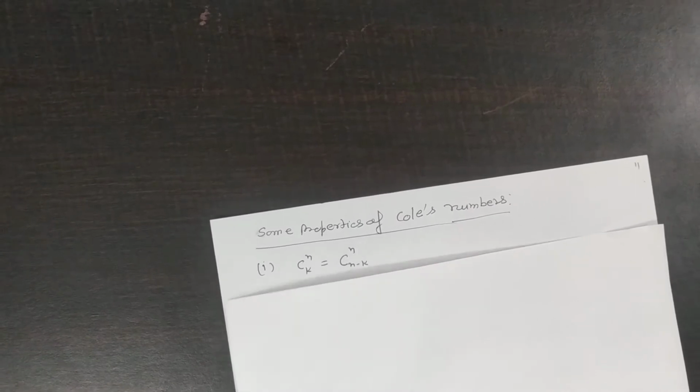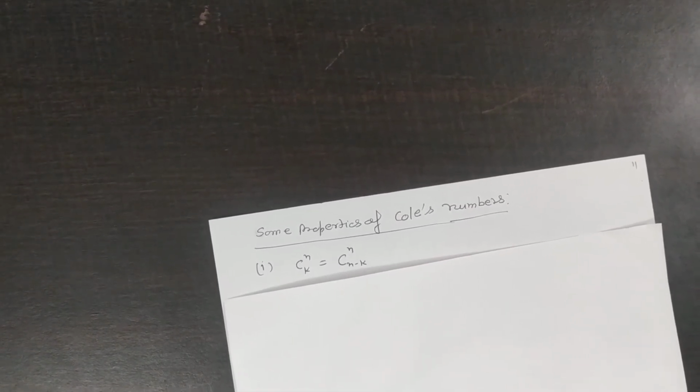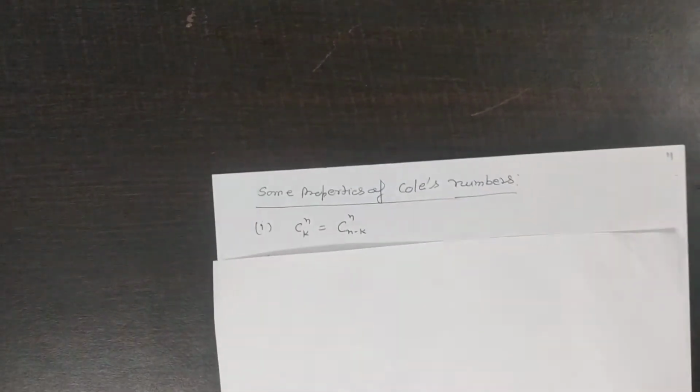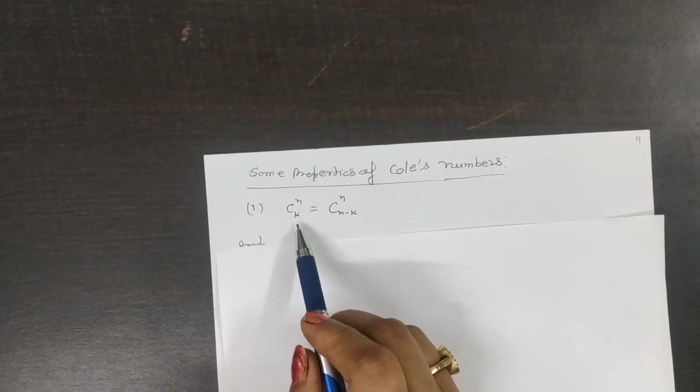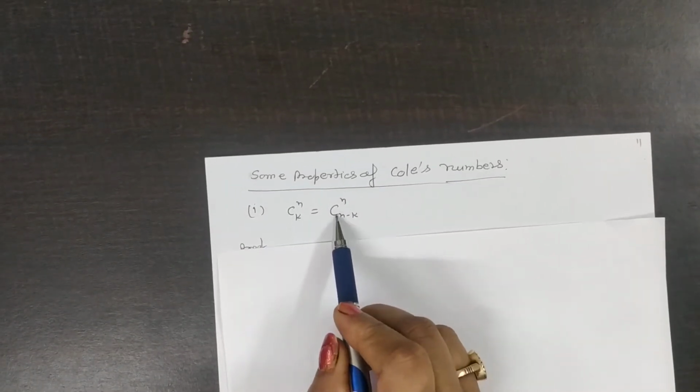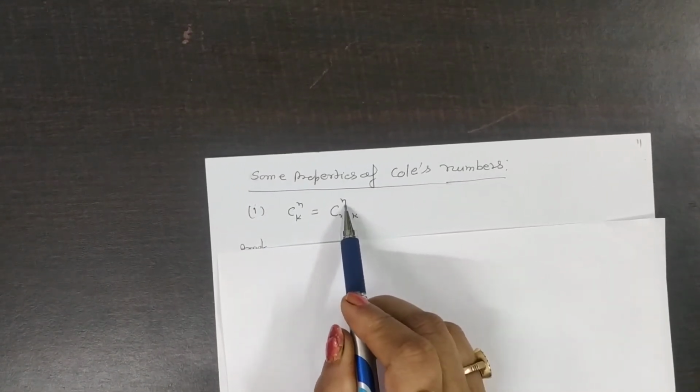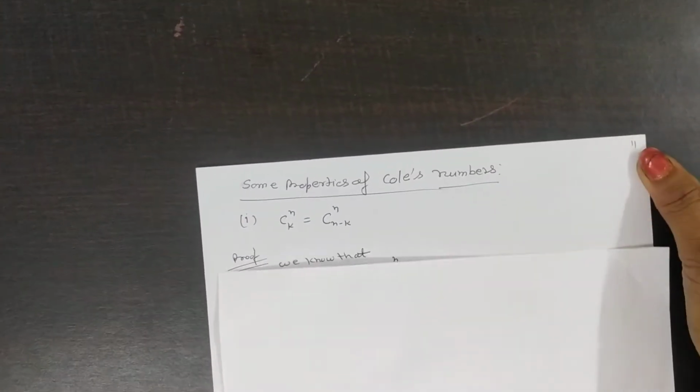Yes, students. Now I will explain some properties of Cotes numbers. Yes, the first property is this one. That is, you have to prove this property: C_k^n is equal to C_{n-k}^n. Yes, you prove this property.